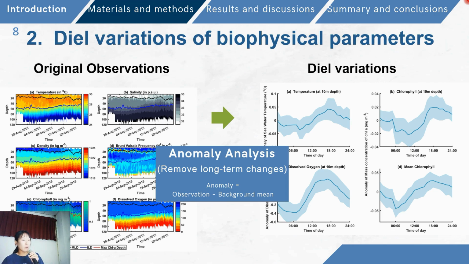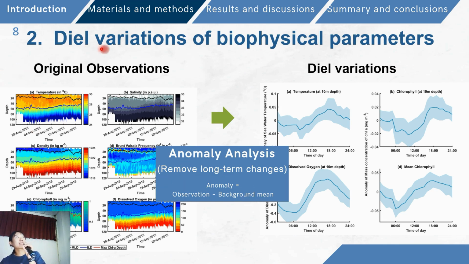So the original observation contains both long-term and Diel variation. To focus on the daily change, we use anomaly analysis to remove long-term change. So this is our result. The Y is anomaly. Its formula is like here.